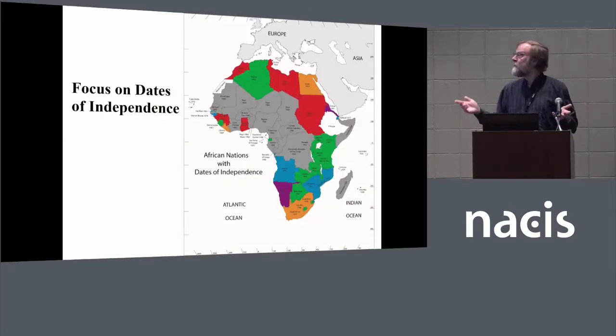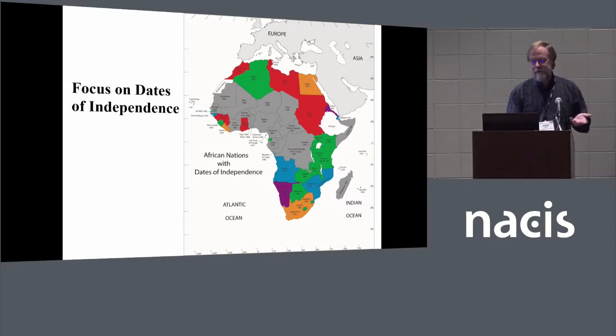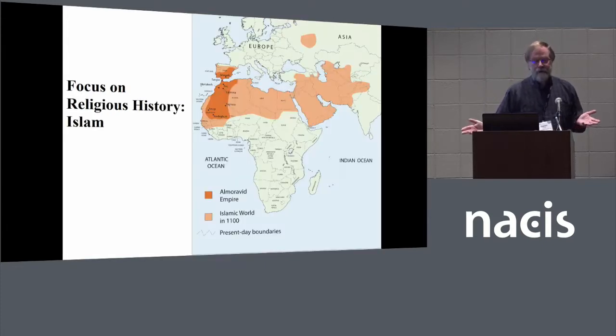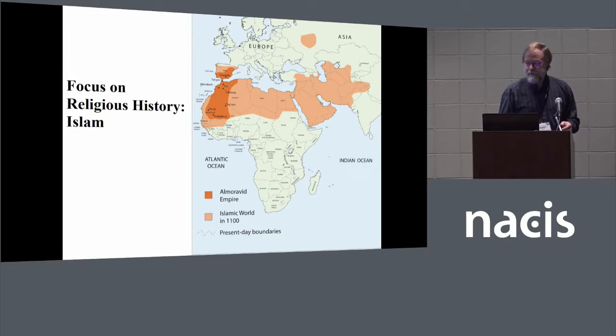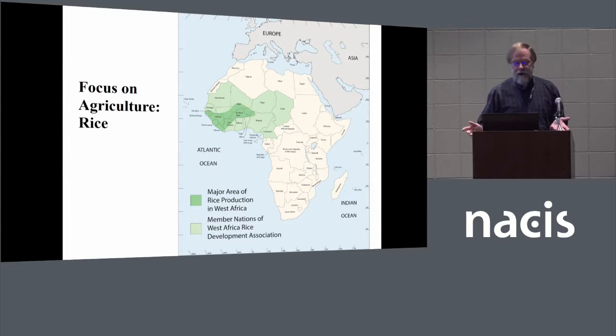So you get that sort of interaction. There are different maps that focus on different things. This one deals with dates of independence of countries around the continent. Then we've got one that I did on religious history, this one dealing with the spread of Islam across northern Africa. And another focuses on agriculture, the amount of rice growing. These maps are relatively simple. They're not meant to hold people's attention for too long, but they can get some ideas about what's going on.